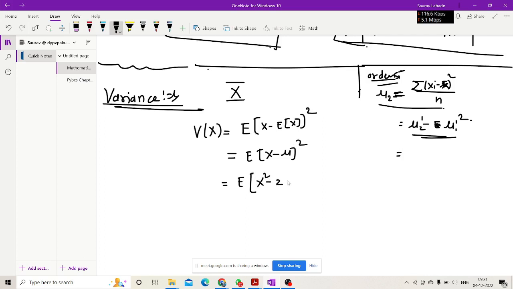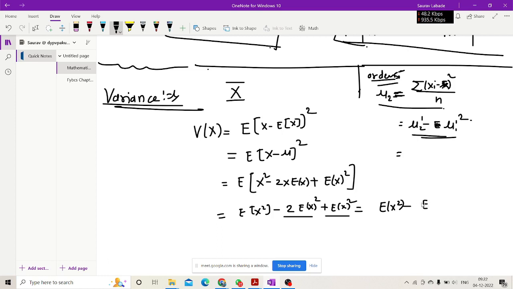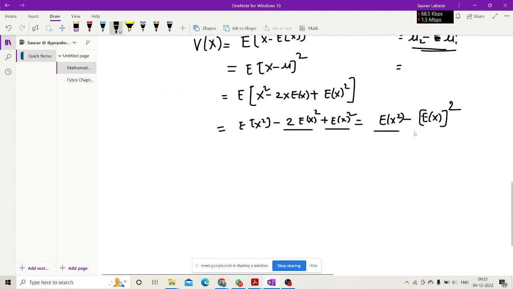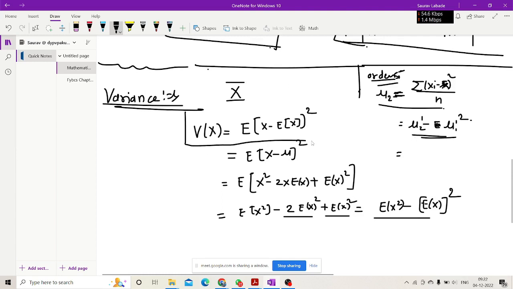So this will become expectation of X square minus 2 into X times expectation of X, plus expectation of X whole square. Now take the expectation inside. This will be expectation of X square minus 2 into expectation of X into expectation of X, plus expectation of X square. Here it is minus 2 plus 1, so there is only minus expectation of X whole square. So the final formula is expectation of X square minus (expectation of X) whole square. But generally we use the formula: variance of X equals expectation of (X minus expectation of X) whole square.